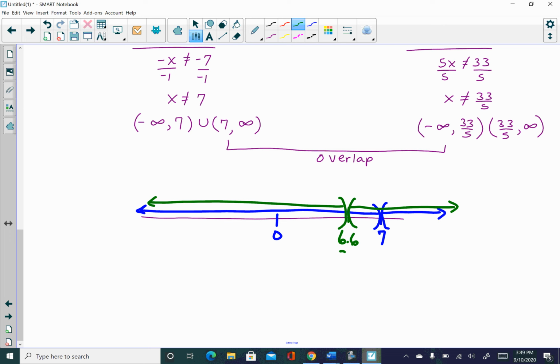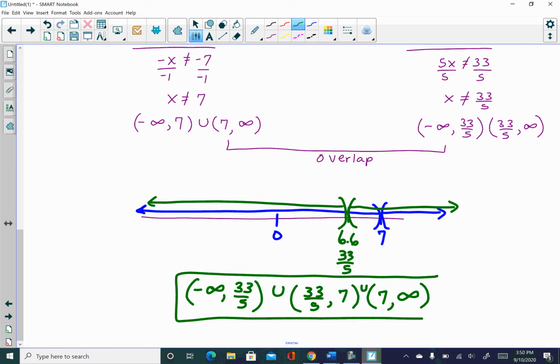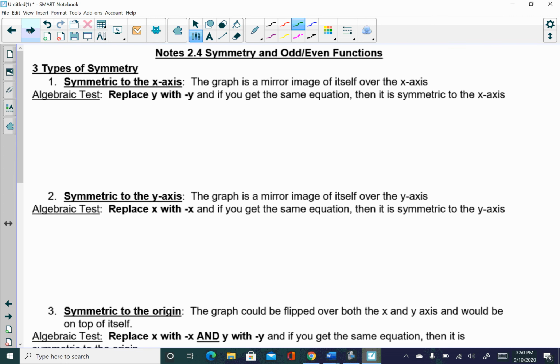So remember, this is 33/5 here. So it goes from negative infinity to 33/5. Pick up and go from 33/5 to 7. Then pick up again and go from 7 to infinity. Okay, and that's your final answer there for your domain. All right, that would be your section 2.3. Flip it over and I've got your section 2.4 notes.